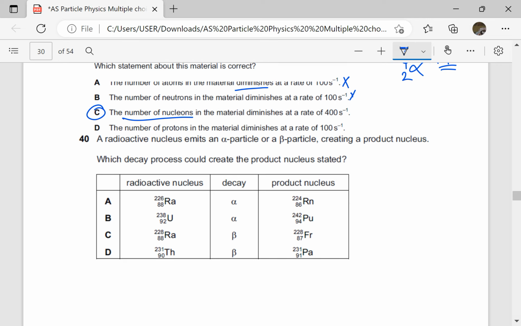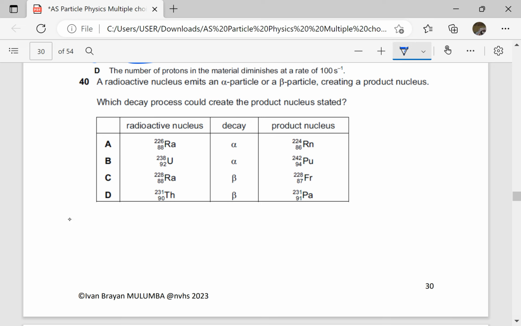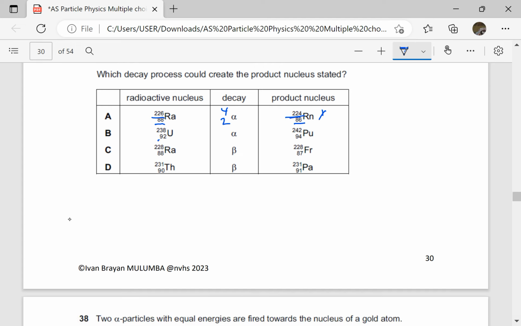A radioactive nucleus emits an alpha particle or beta particle, creating a product nucleus. Which decay process could create the product nucleus stated? So, decay of an alpha: this is 88, this is 86, it has reduced by 2. 220, an alpha is 4,2. So this one is wrong because the nuclear number has reduced by 2. Uranium 92, 94: it has actually increased, yet it is supposed to reduce, so this is wrong. Ra 88, 87: it has reduced by 1.